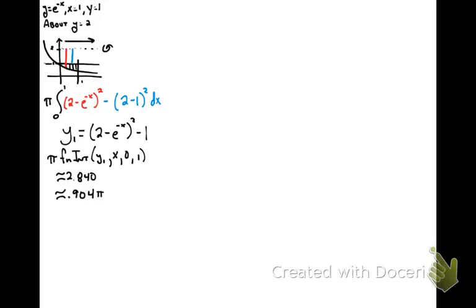If you don't multiply in the pi, you will get 0.904 pi. And this is different from the answer that's given in the back of the book, so let's look at what happens if we integrate this by hand and try and make sense of that.